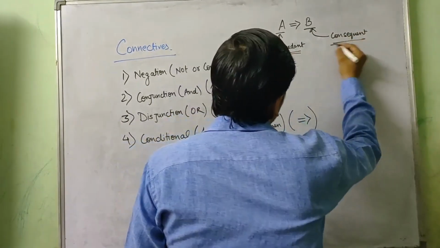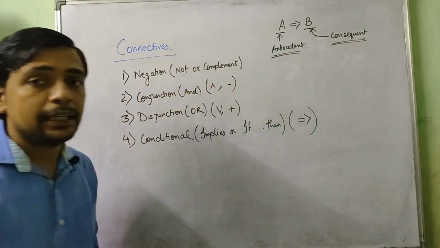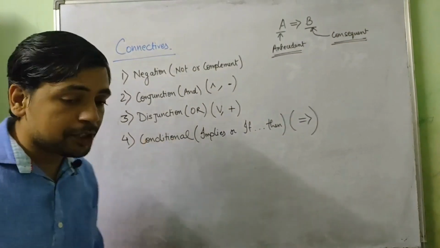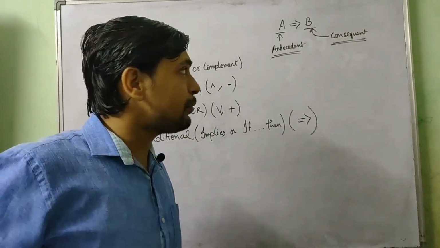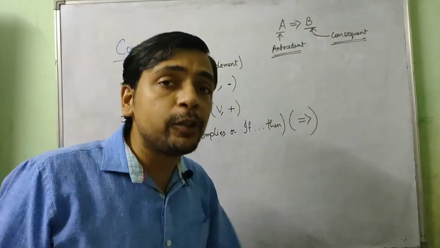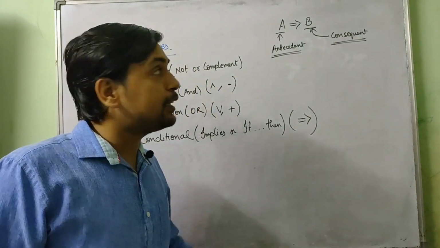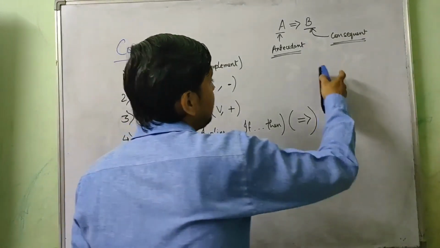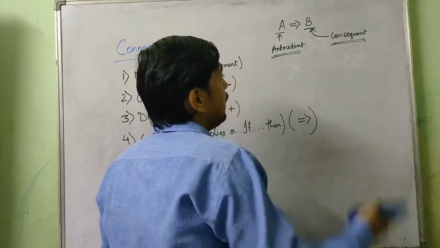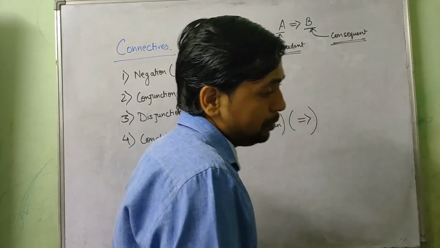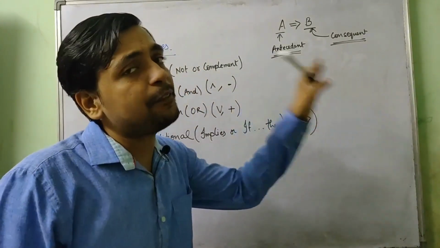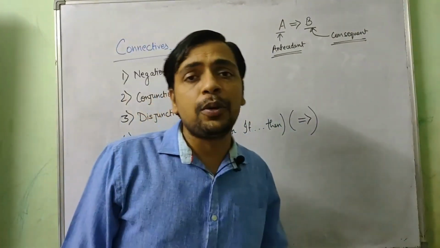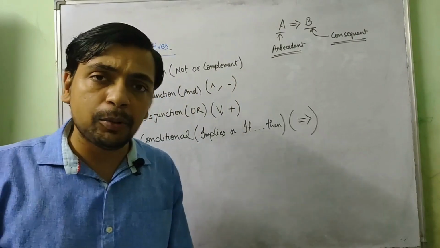Antecedent and consequent. You got that? So for a conditional connective, the consequent has to be true if the antecedent is true. If the antecedent is false, no matter whether the consequent is true or false, it doesn't matter, the result will be true only.